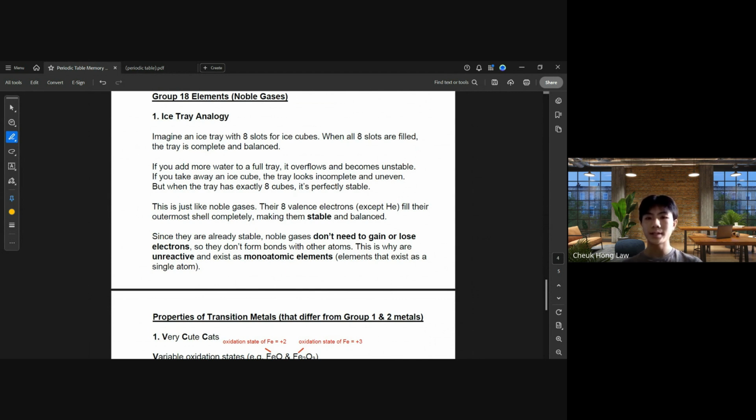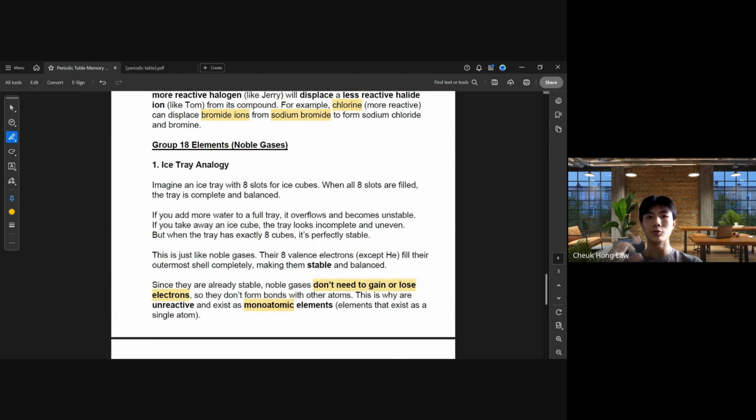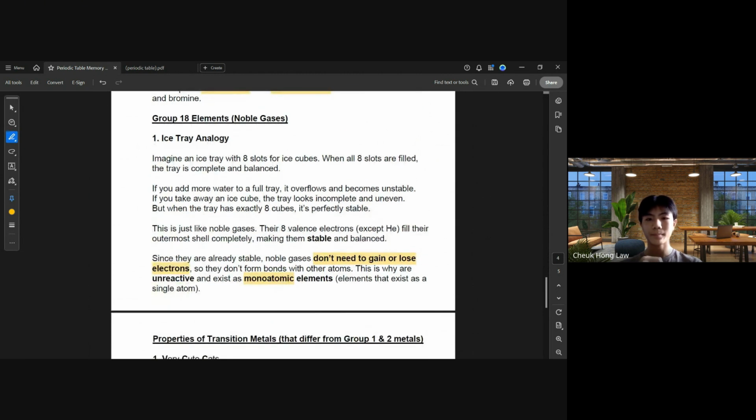So since they are already stable, here's the key part, they do not need to gain or lose electrons. Okay, they do not need to lose or gain electrons, so they won't form bonds with other atoms. That's why they are known as unreactive, and they also exist as monoatomic elements. So monoatomic elements just means that they are elements that exist as a single atom. Okay, one atom. So that is all you need to know about group 18 elements.